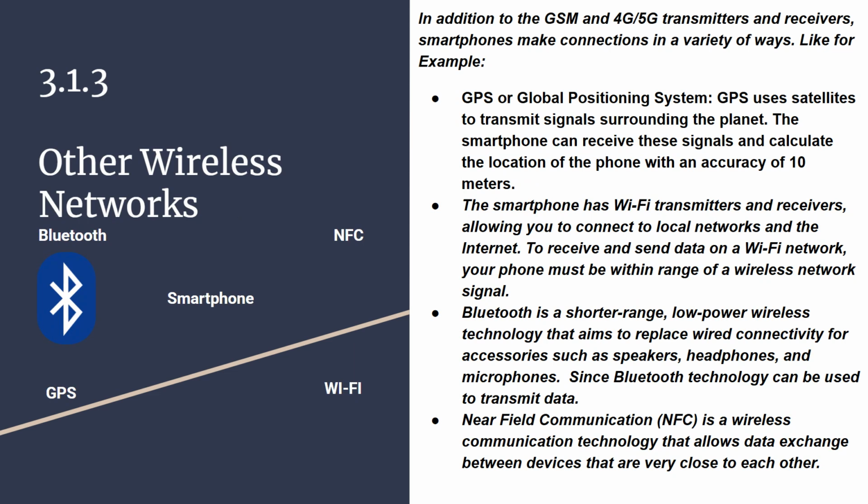The next is Wi-Fi. The smartphone has a Wi-Fi transmitter and receiver, allowing you to connect to a local network and the internet. To receive and send data on the Wi-Fi network, your phone must be within range of the wireless network signal.